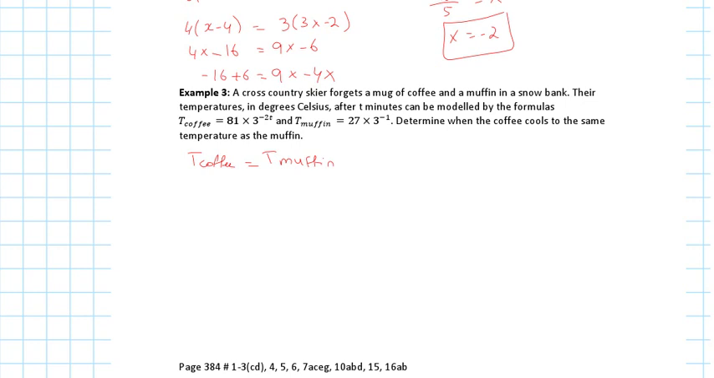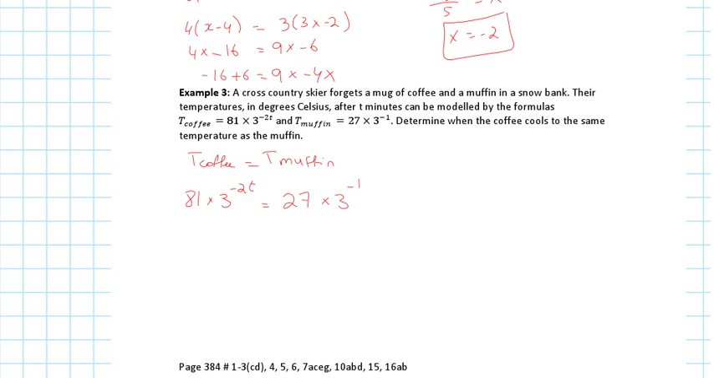Right? Now T of coffee is what? T of coffee is 81 times 3 to the power of negative 2t. T of muffin is what? Are we okay with that? Now, how can you simplify this? There's only one t. I'm looking for that t. How can I simplify this? I have 27 times 3 to the power of negative 1, which is 9, because it's 27 over 3.